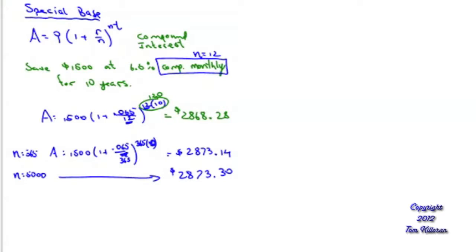So what's happening here is the limit of n going off to infinity. Remember these limit notations from the rational functions? The limit as n gets larger and larger of this function is going to equal a specific number. And it'll probably be $2,873.31. I can tell you in a second what it actually is. It's 1,500, 0.065.